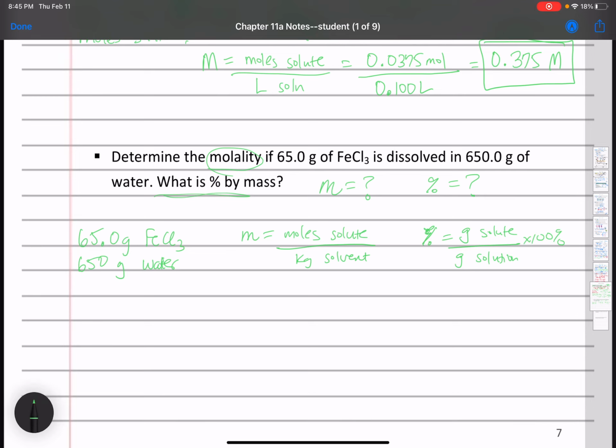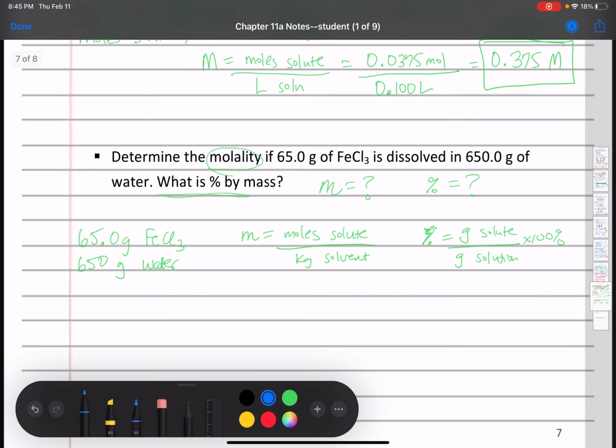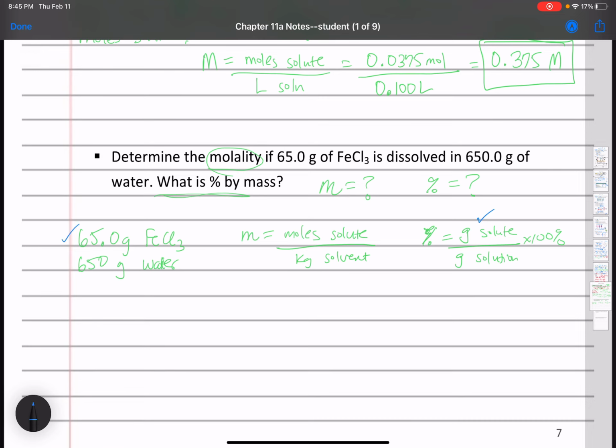Alrighty, so what do I have? Now I'm going to start checking things off. So I do have the grams of solute. That is the iron 3 chloride. I do have the grams of solution, though not directly. Because the water is the solvent, the grams of solution is going to be the sum of these two things. So 650 plus 65 is 715 grams. So that's the mass of my solution.